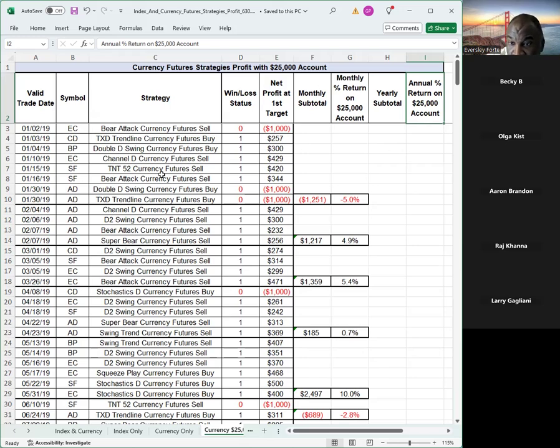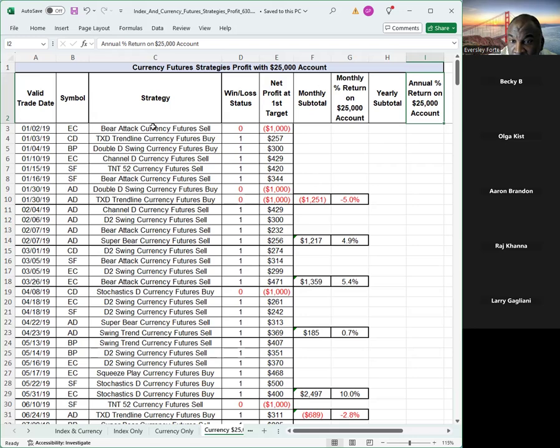For this particular scenario, we're assuming 4% account risk per trade. If you go 2%, then you're going to see all these numbers reduced by 50%, basically. If you want to go 6%, increase all these numbers by 50%. So you can, but it is all based on 4% account risk.